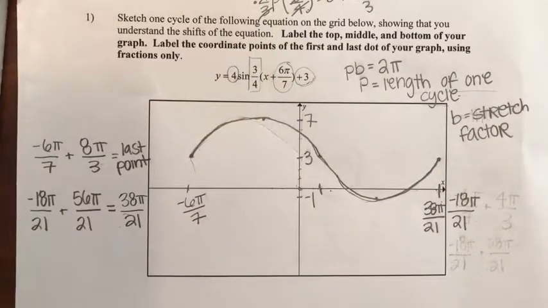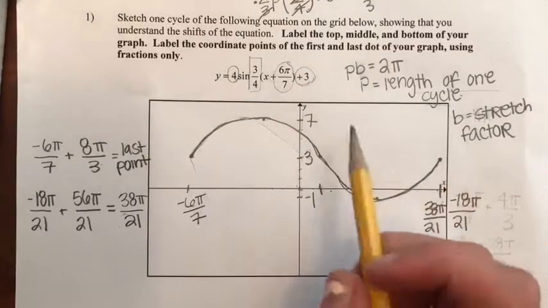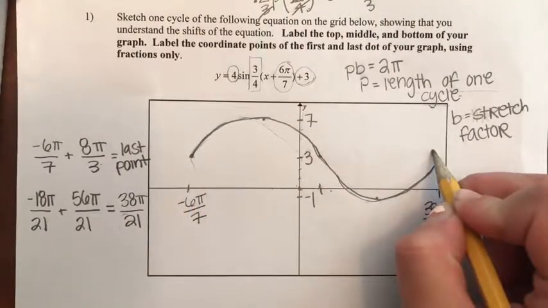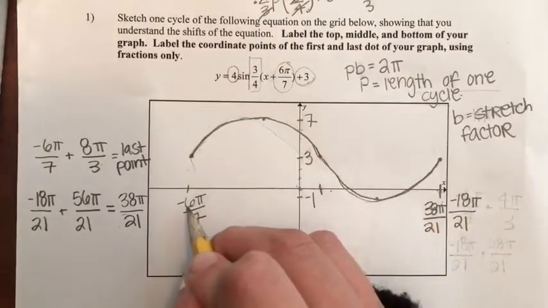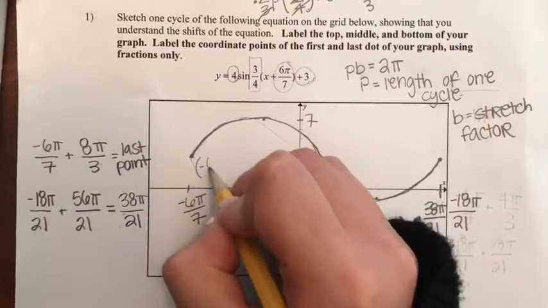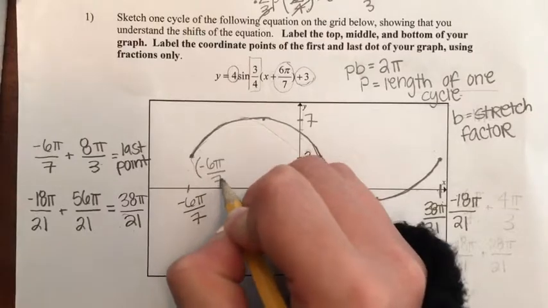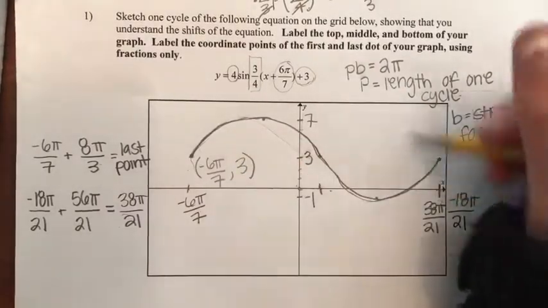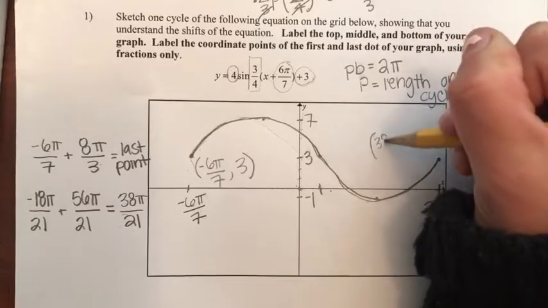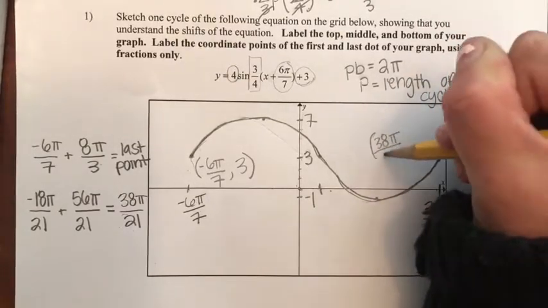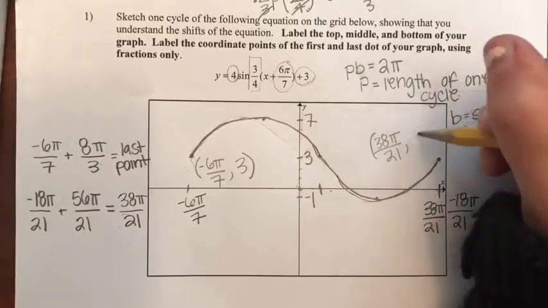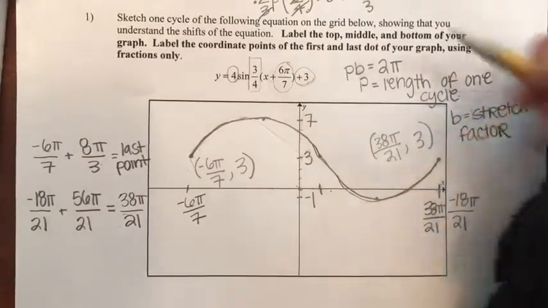The final step that you cannot forget after you graph your graph is to label the first and last dot in your cycle. So this is going to be -6 pi over 7 as your x coordinate and 3 as your y coordinate. And this is going to be positive 38 pi over 21 as your x coordinate and 3 as your y coordinate.